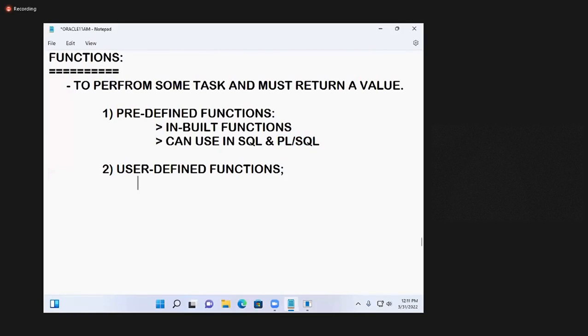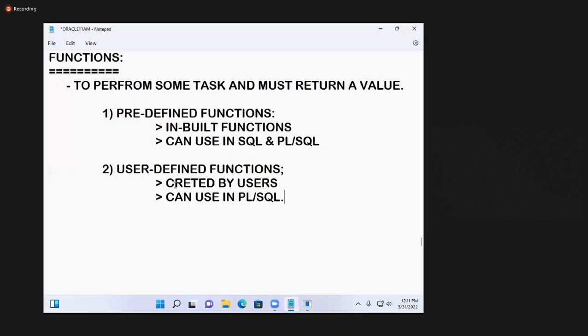And coming to user-defined functions, these functions are created by the users. These functions I can create and use in only the PL/SQL language, but not in SQL. That means by using SQL language, the user cannot create user-defined functions. If we want to create our own function, definitely we have to go to PL/SQL language. SQL language is not supporting it. So these are the two types of functions supported under Oracle.